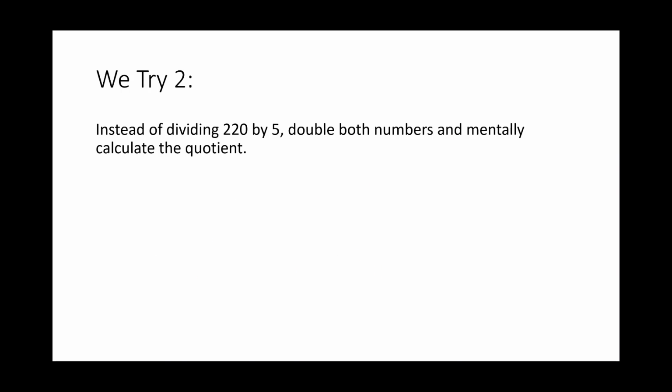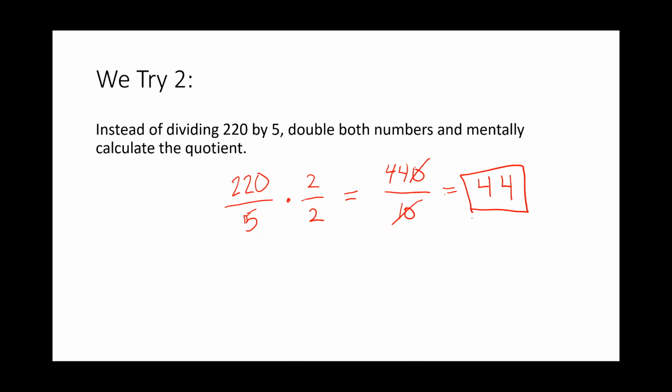Okay, let's try this one together. Instead of dividing 220 by 5, let's double both numbers and mentally calculate the quotient. So what I'm saying is, if I do 220 divided by 5, and I double both of them, so I multiply by 2 over 2, that's going to give me 440 over 10, which I can do in my head, right? If I divide by 10, that means I take off a 0, which means that I'm going to be left with 44. That's a lot easier than doing 220 divided by 5.